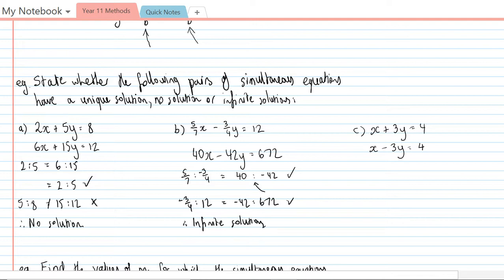And the last one, well, we can see x, so 1 in front of the x to 3, and in the second equation we can see 1 to negative 3. So we can see straight away that those numbers are not going to have the same ratio. One would be the negative of the other. And so this is a case of unique solution. It looks a little bit similar, but because of the minus sign, it does make a difference there.